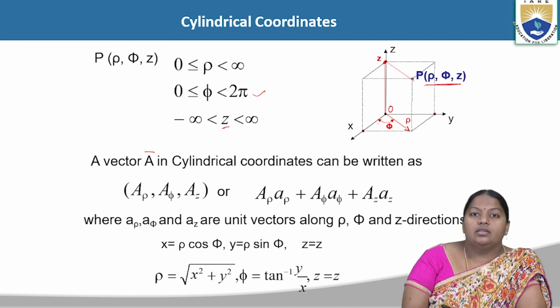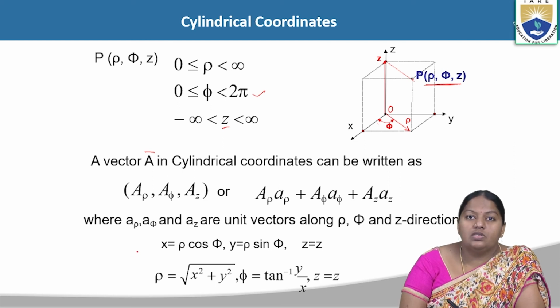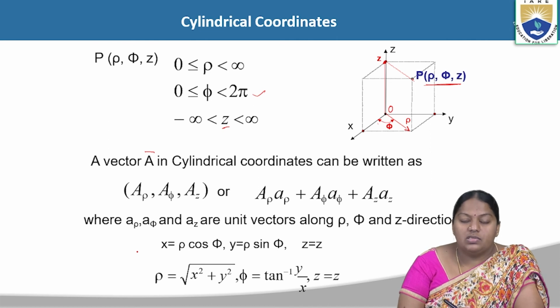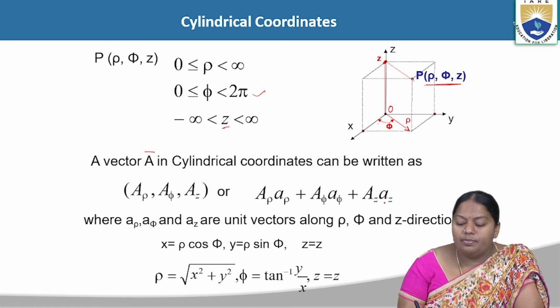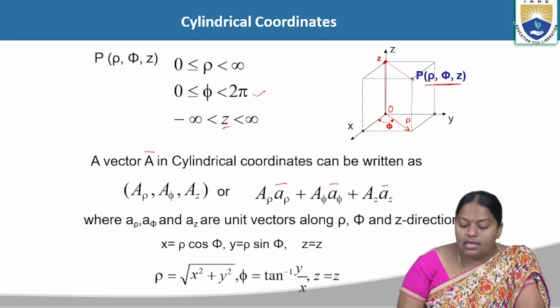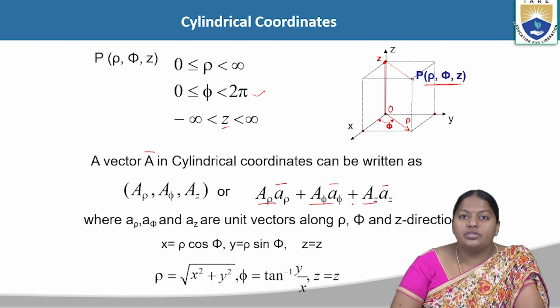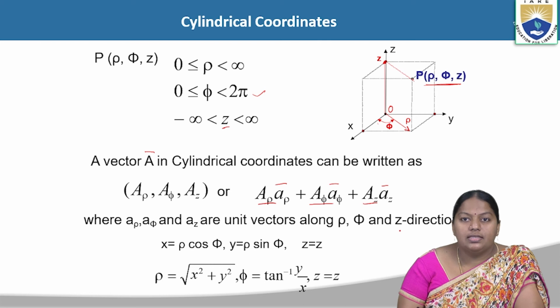Then we are going to write all the cylindrical coordinate system variables into Cartesian. Then Cartesian coordinate system variables are expressed in terms of rectangular coordinate systems. Okay. Then a vector A in cylindrical coordinates can be written as A rho a rho plus A phi a phi plus A z a z, where a rho, a phi, a z are the unit vectors along the rho, phi, z directions, and A rho, A phi, A z are the magnitudes.